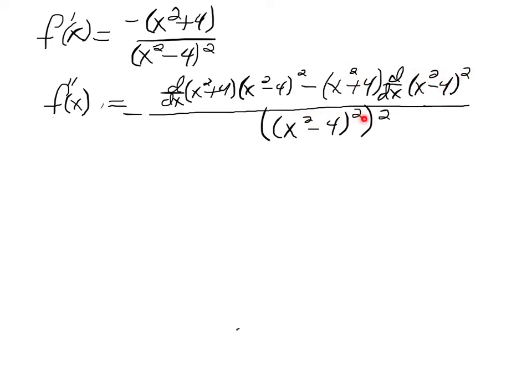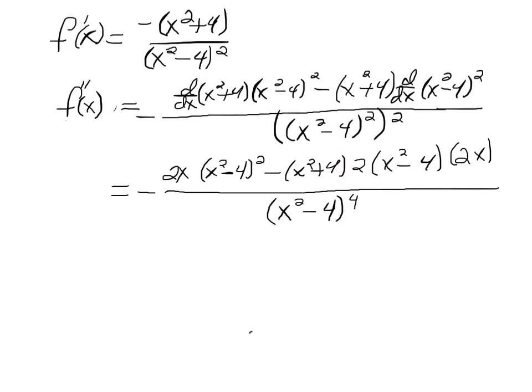Then we have the bottom, which is something that's already squared. We're going to have to square it again. So we compute this derivative here, and we get 2x. This guy is left alone, minus this one, which is just x squared plus 4. Now, here we have to use the chain rule. So the 2 is going to come down. Subtract 1 from the exponent, we just get a 1 there. And then we have to take the derivative of the inside, and that is 2x. And then this x squared minus 4 squared, when we square it again, we get a 4th power.